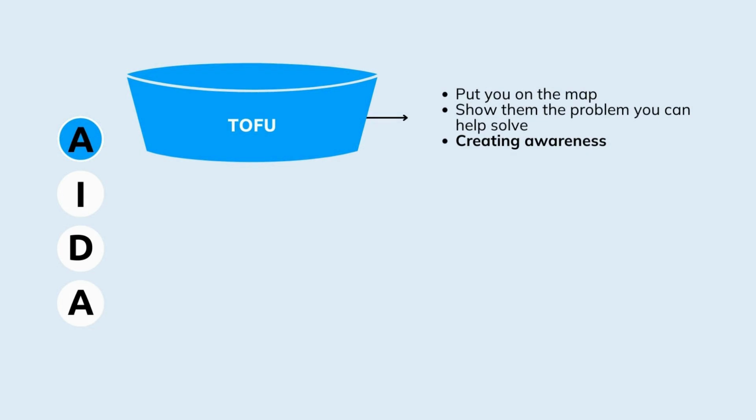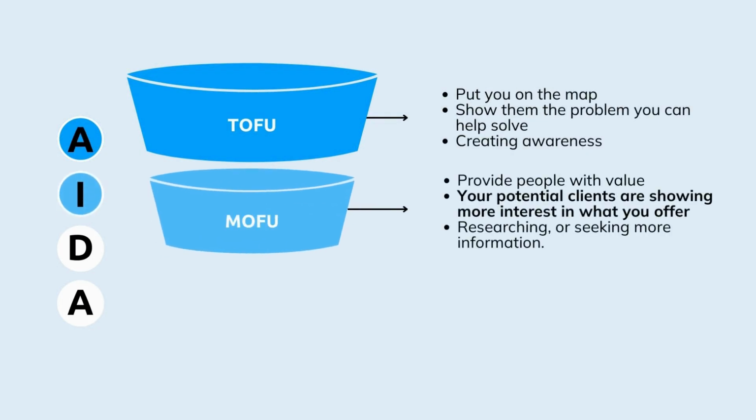Then we get to the MOFU or middle of the funnel. This is the place where your funnel starts to narrow down a little bit. So, potential customers who don't have the problem you solve will drop out. They'll be like, nope, this one is not for me. While those who stay in your funnel will continue to consume your content to help them decide if what you're offering is the right solution for them.